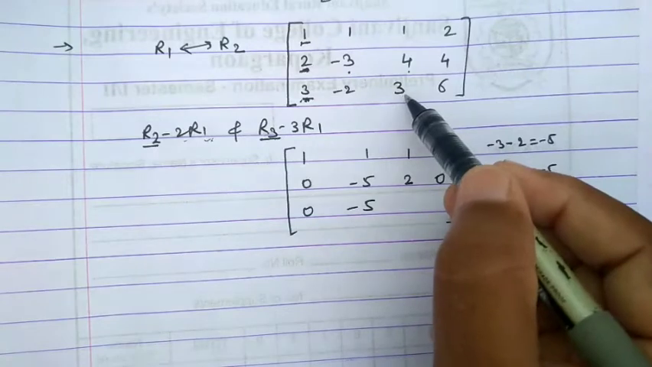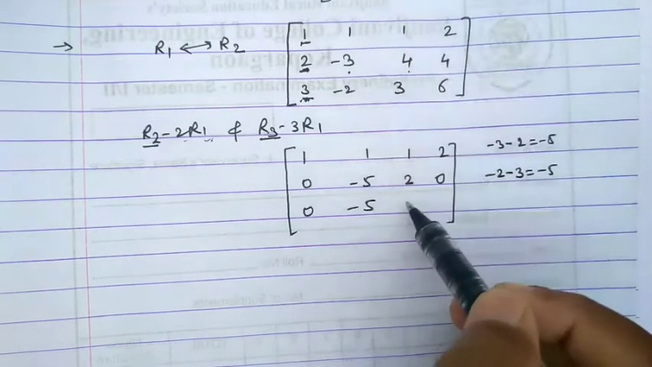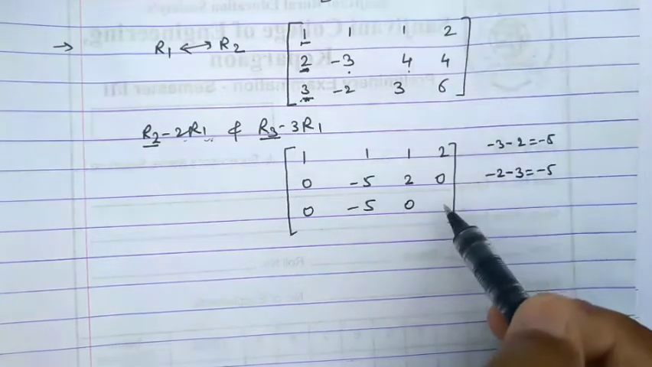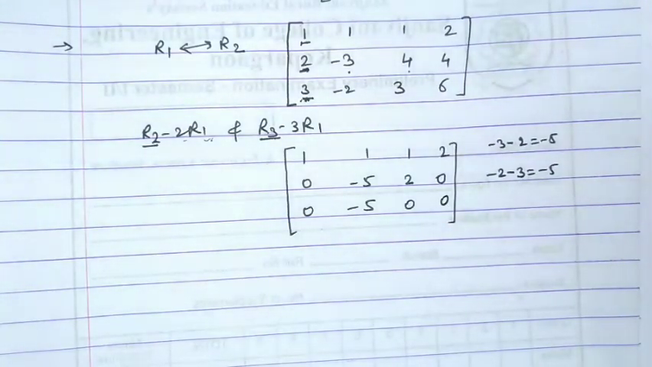Then 3 minus 3 times 1, so it is 0. 6 minus 3 times 2: 3 times 2 is 6, and 6 minus 6 is 0. We will get this matrix.